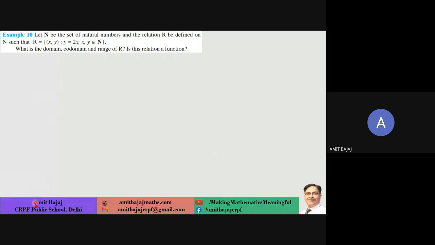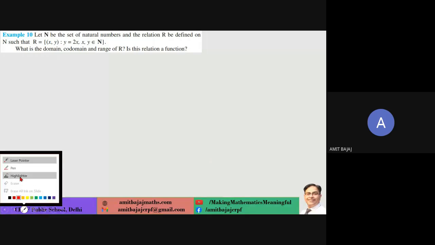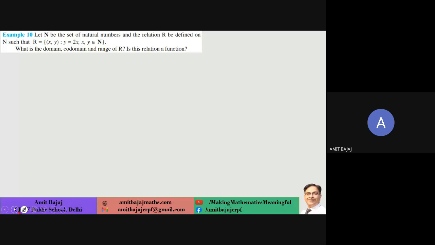Let us now understand this by considering a few examples. To begin with, check out this question. Let N be the set of natural numbers and a relation R. Right now I have only defined the relation R as (x, y) is equal to 2x. This is the definition of how x and y are connected. So most important is this, and my domain wherein x and y are there, that is N. What is the domain, codomain and range? And then finally, is this relation a function?